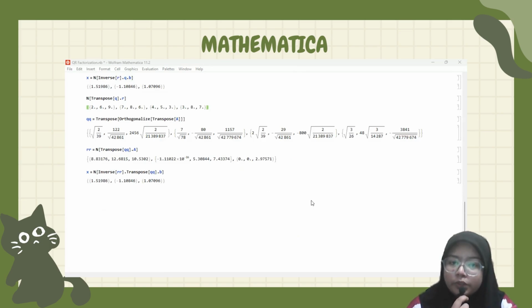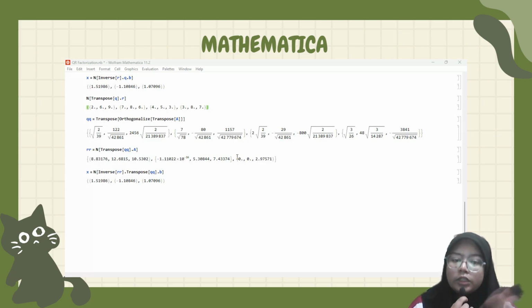To verify the QR decomposition, we compute Q transpose times R. The result reconstructs the original matrix A, confirming that the decomposition is correct. We also compute QR decomposition using Orthogonalize as an alternative approach. This produces matrices QQ and RR. When used to solve the system, it gives the same numerical solution. This confirms the consistency and reliability of the QR method.